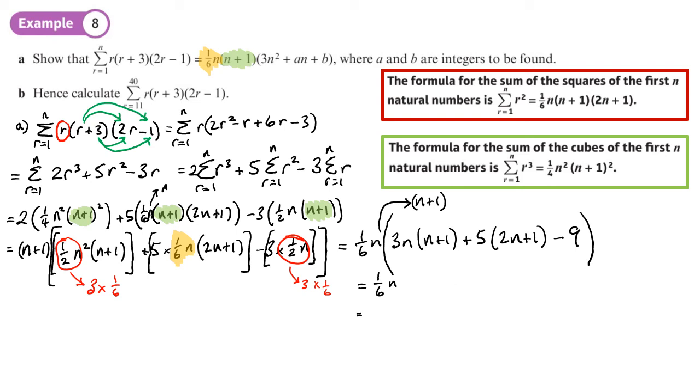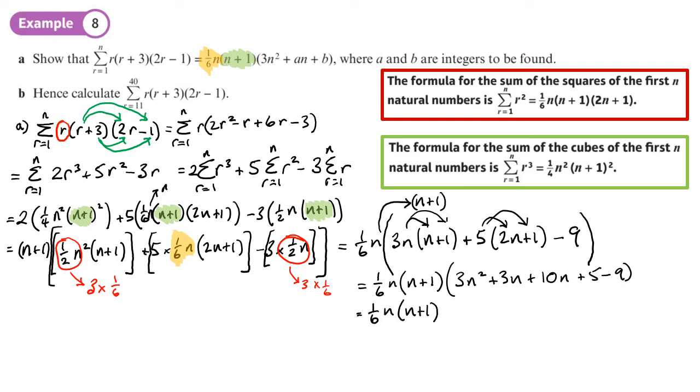So I've just taken a 6n out. I already took out n plus 1, so I'm going to put that there as well. Now I'll put down what's left inside our bracket. So I'll multiply it out: 3n squared plus 3n plus 10n plus 5 minus 9. So that gives me 1/6n, n plus 1, 3n squared plus 13n minus 4.